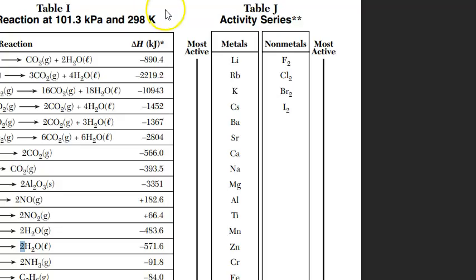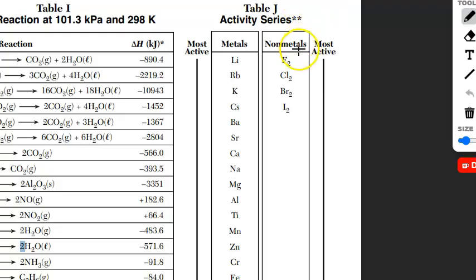Your most active metals means that lithium here, as the first element, wants to lose electrons the most. All the other elements are below it as far as order of losing electrons. And then for nonmetals, it works the opposite way. Fluorine wants to gain electrons the most, and then as you go down, it gets less and less.